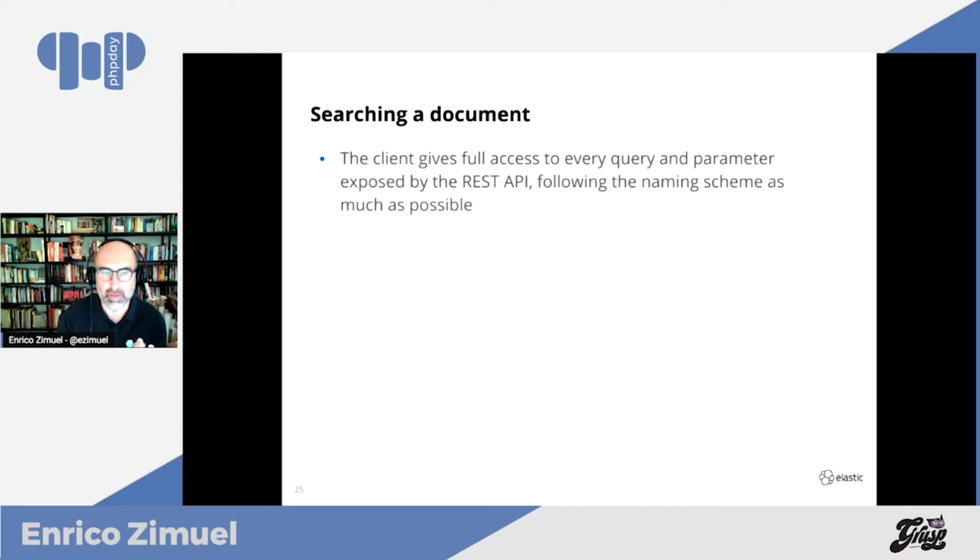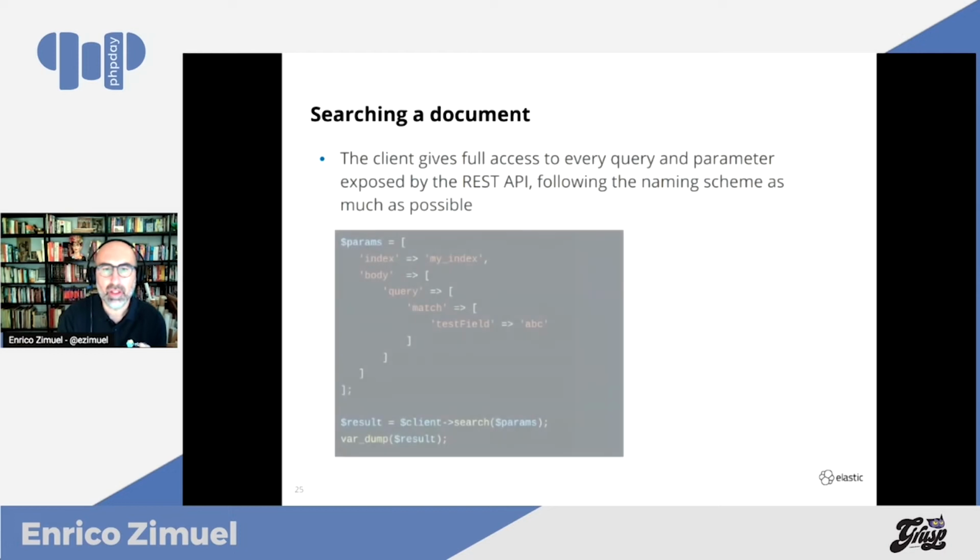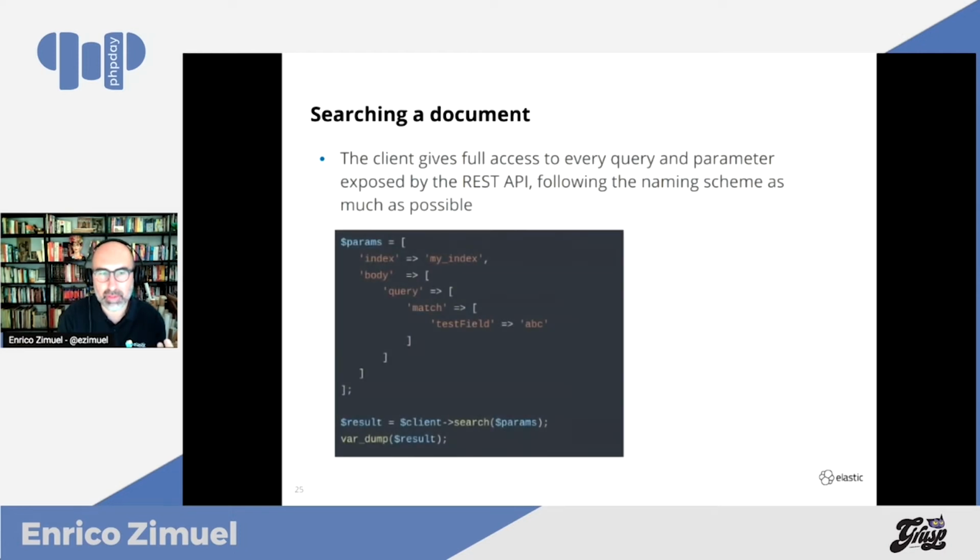All the parameters are specified by the $params. So in this case, the documentation helps a lot. But imagine that you want to perform a very basic operation, a very basic search using just a match for a term. Imagine that you have a document stored in Elasticsearch that contains a test field.